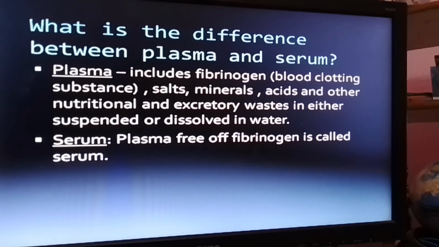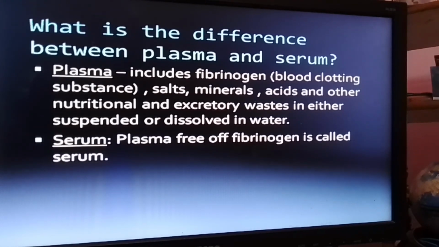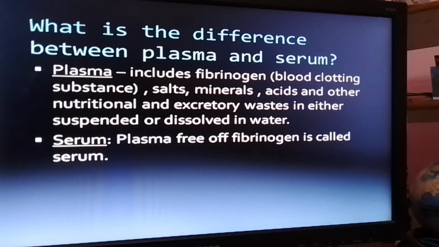Now if you say blood, there are two major components in the blood. One is the fluid component, the other is the cellular component. The fluid component in general is called plasma, which contains all those substances we described as the composition of the blood, including a protein called fibrinogen, helpful in the clotting of blood when a wound occurs. In addition to the salts, minerals, acids, whatever substance is mixed in the blood, in total it is called plasma.